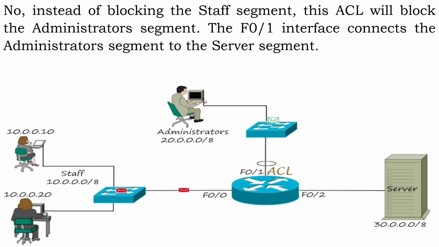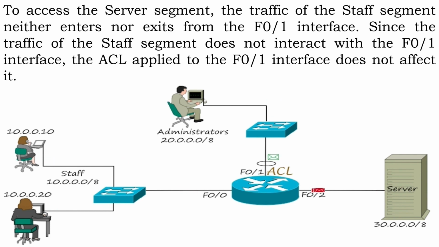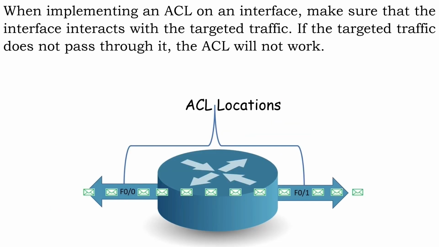The F0/1 interface connects the administrator's segment to the server segment. To access the server segment, the traffic of the staff segment neither enters nor exits from the F0/1 interface. Since the traffic of the staff segment does not interact with the F0/1 interface, the ACL applied to the F0/1 interface does not affect it. When implementing an ACL on an interface, make sure that the interface interacts with the targeted traffic. If the targeted traffic does not pass through it, the ACL will not work.